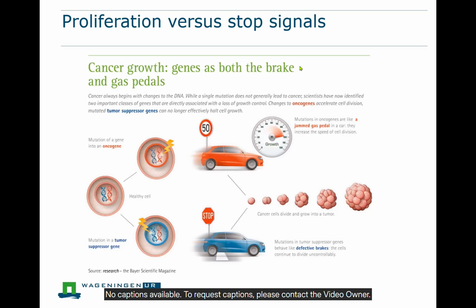So what we have seen here is the relevance of growth and stop signals. Cancer cells on the one hand can have a jammed gas pedal leading to chronic proliferation. And in addition, the brake of the system is not working properly, resulting in ignorance of growth suppression.